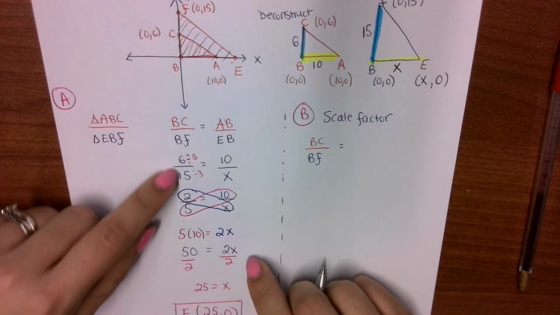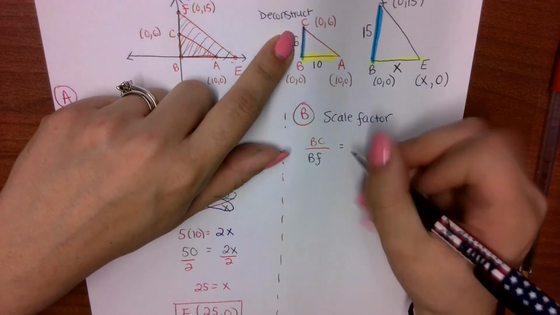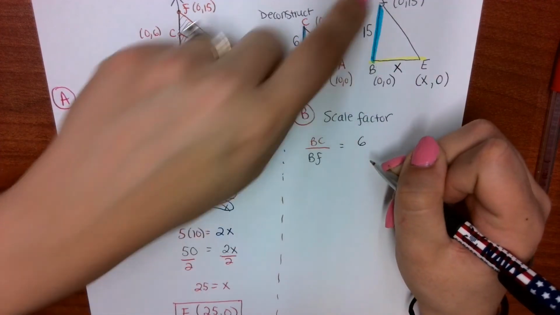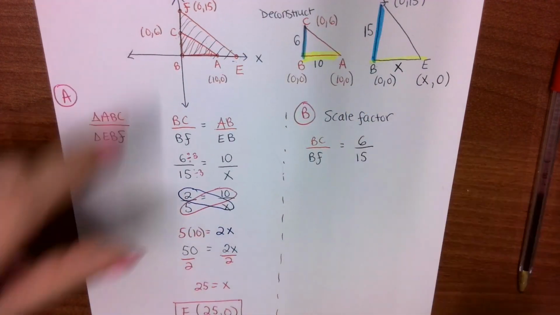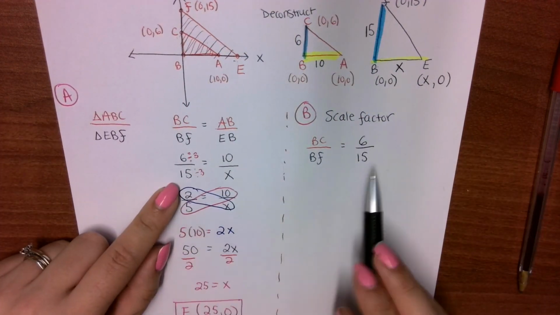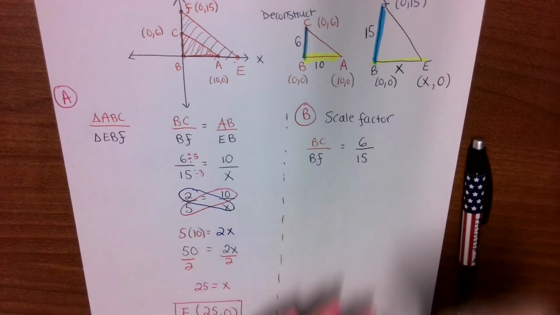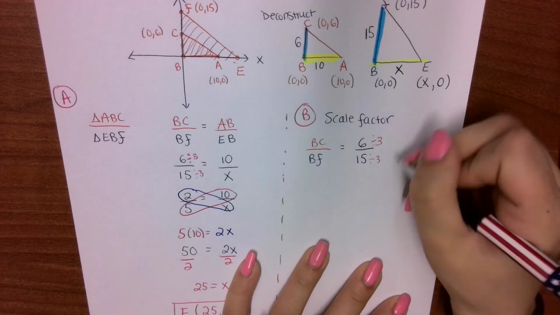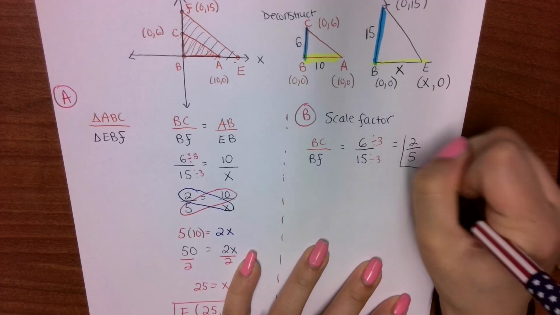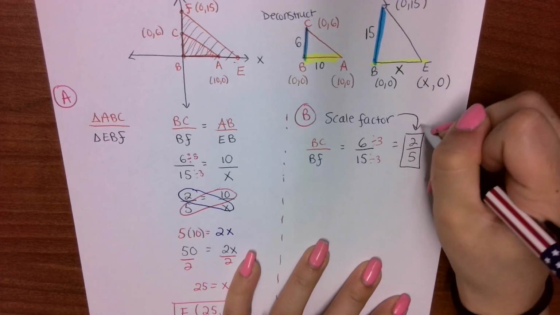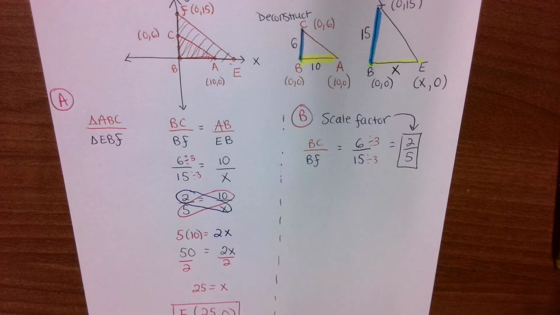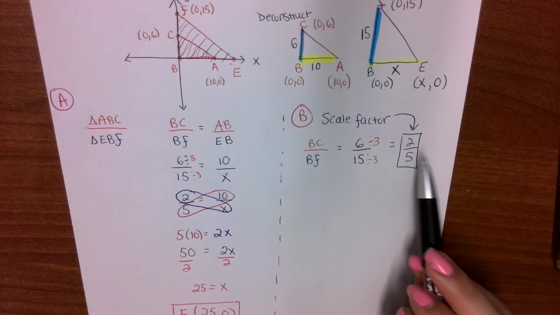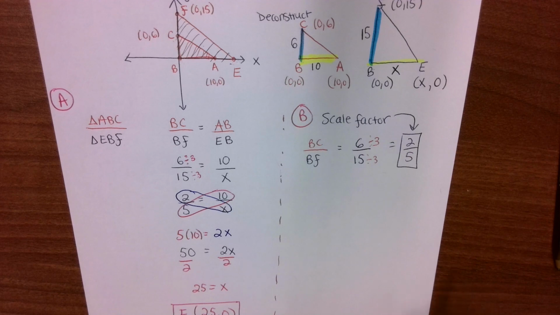BC was 6 and BF was 15, just like what we had here. Reduce it. So we already know it's going to be 2/5. So I divide both by 3. So that's my scale factor, 2/5. That means from one triangle to another, it's multiplied by 2/5 in order to have the new value. So this is how you find your scale factor and how to find the missing coordinate.